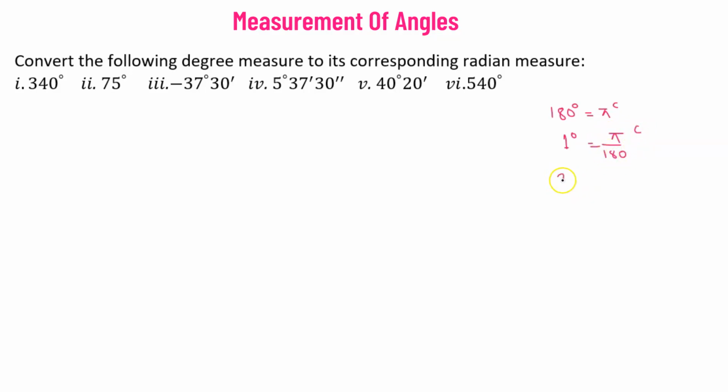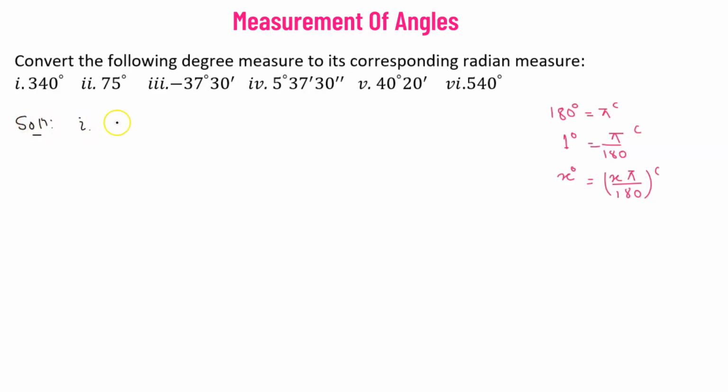This means that if we have any angle with a degree measure, that means x degrees, all we have to do is take the x value and multiply it by pi over 180, and the resulting value is going to be in radians. We're going to use this particular formula here. So here we will start with problem number 1.